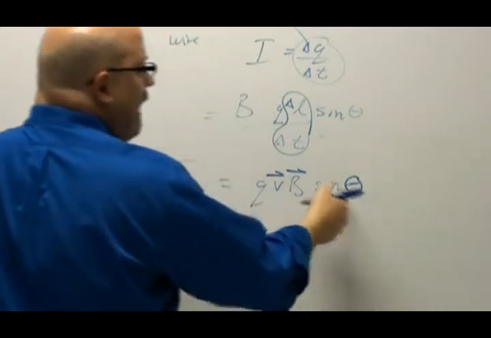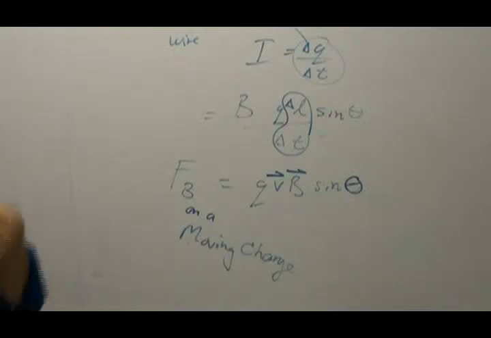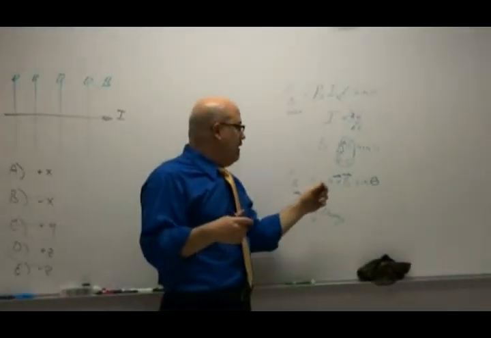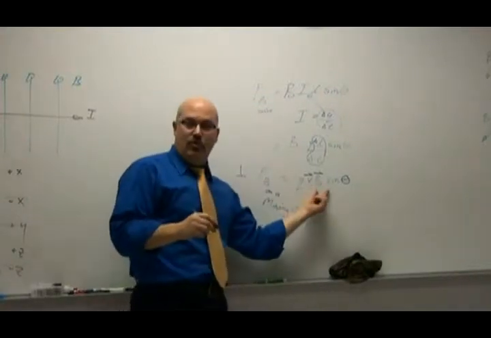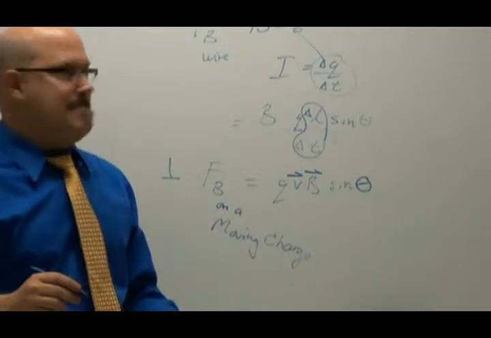This angle is the angle between the magnetic field and the direction it's going. That's the instantaneous direction. So if the object is curving, it's whatever the instantaneous direction of the velocity is. That's the angle. All right? And this force, once again, is perpendicular to these two. So we have another right-hand rule. Okay, so let's do our next right-hand rule.